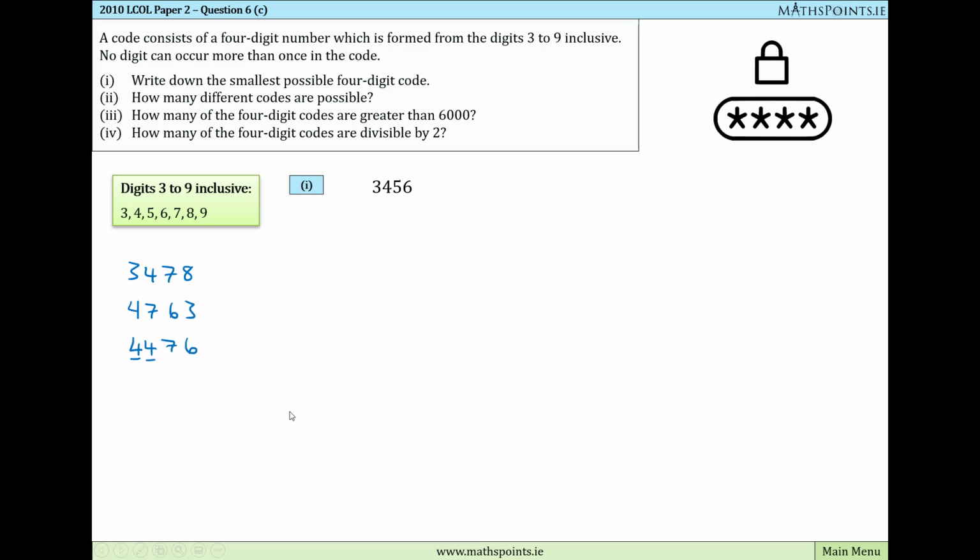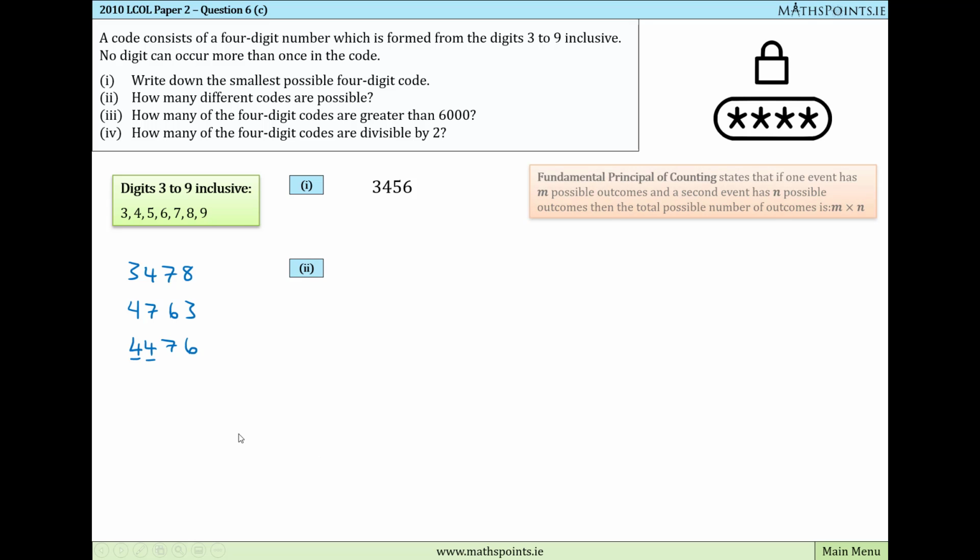The questions 2 to 4 are going to rely on the fundamental principle of counting. So this states that if one event has m possible outcomes and another event has n possible outcomes, then the total possible outcomes is m times n. So if we relate that to our question, we're going to figure out how many possibilities there are for the first digit of our code, the second digit, the third digit, and the fourth digit, and then we're going to multiply those numbers together.